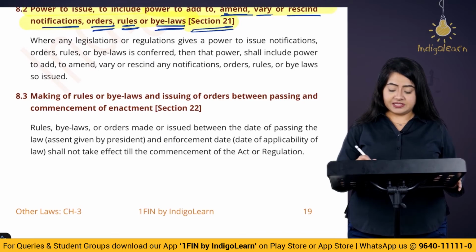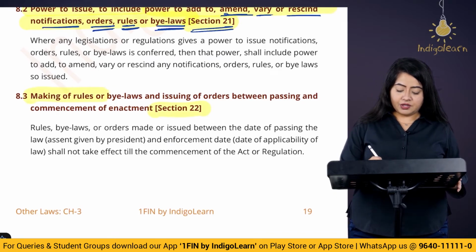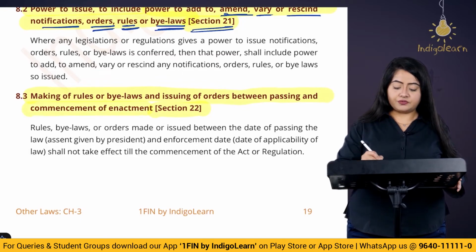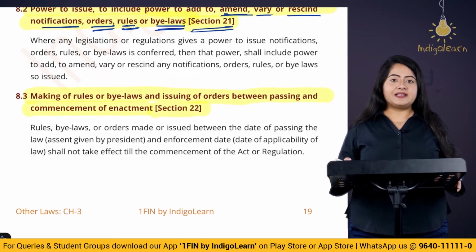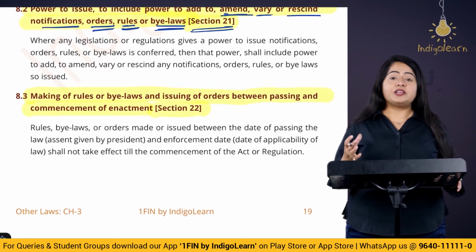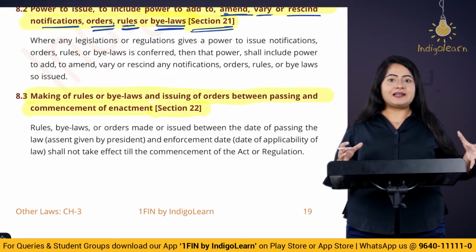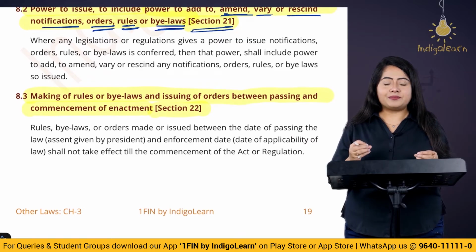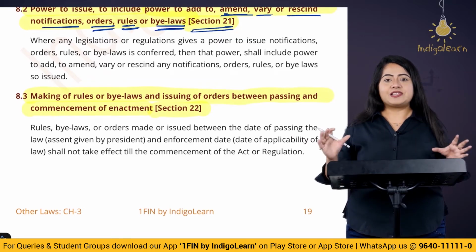Next section we are discussing is section 22. Making of the rules of the bylaws and issuing of orders between passing and commencement of the enactment. Now this section says that if any rules are issued after the passing of the act but before the commencement of the act, in that case what is going to be the applicability of those rules? That is what this section is discussing.